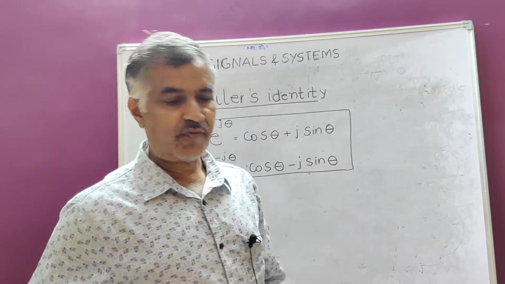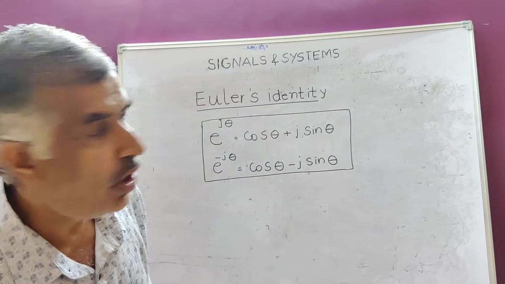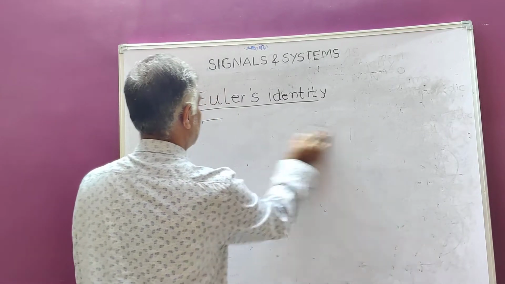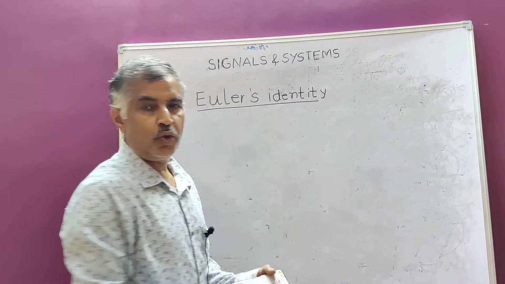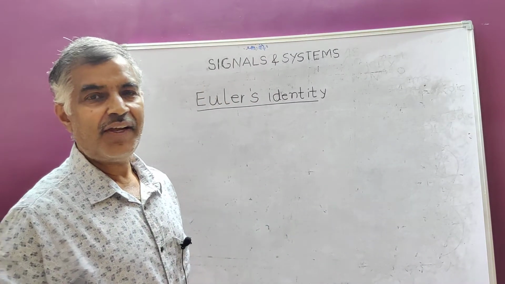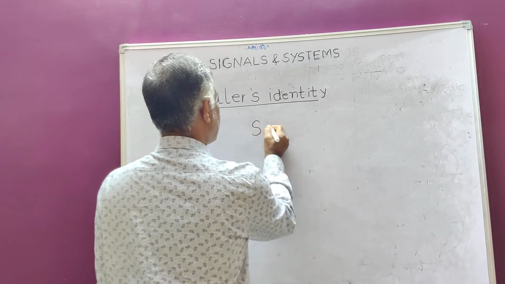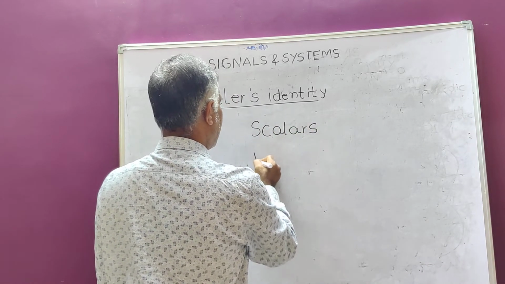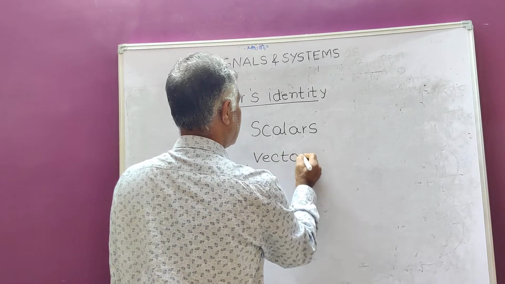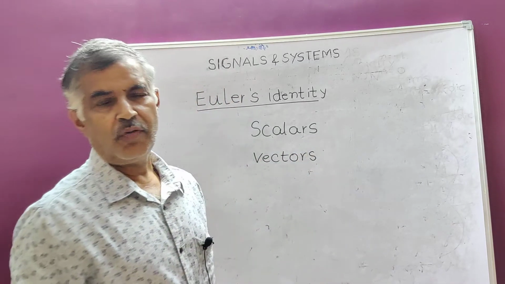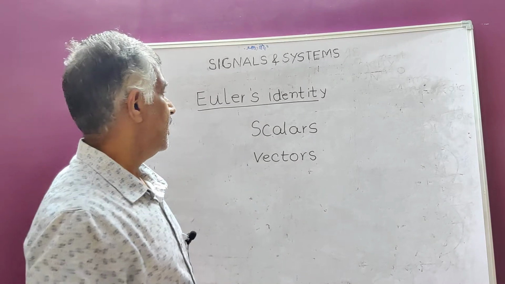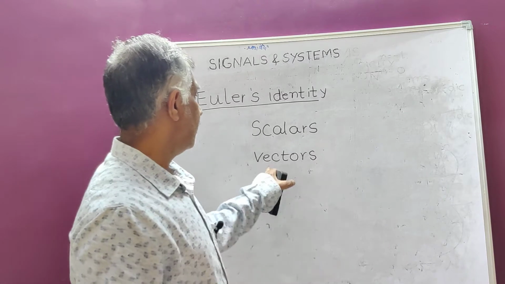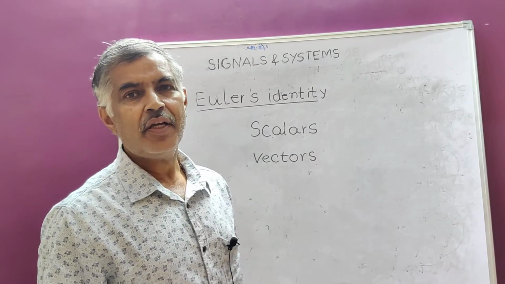Now, I will explain what Euler's identity is. So, I will start from fundamentals. As you all know, what are scalars and vectors? Scalars and vectors. What do you mean by scalar? Scalar has got only magnitude, no direction, whereas a vector possesses both magnitude and direction.